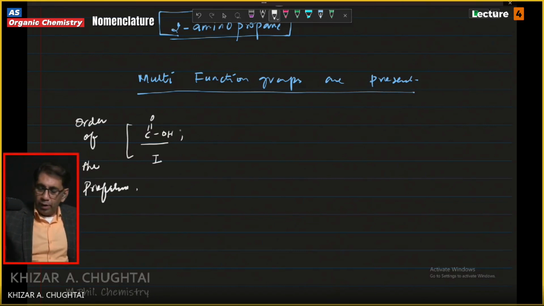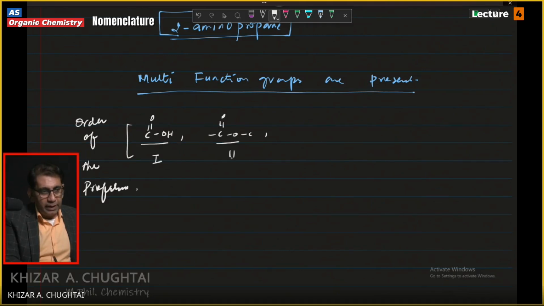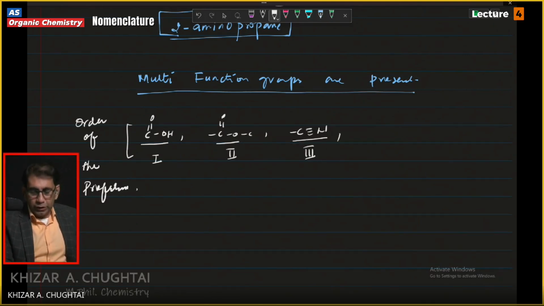Number two, ester, as far as your syllabus is concerned, will get second preference. First preference goes to the carboxylic acid, among all functional groups that are part of your syllabus. Then there is nitrile, C triple bond N. I mean, nitrile will be at number 3 position.